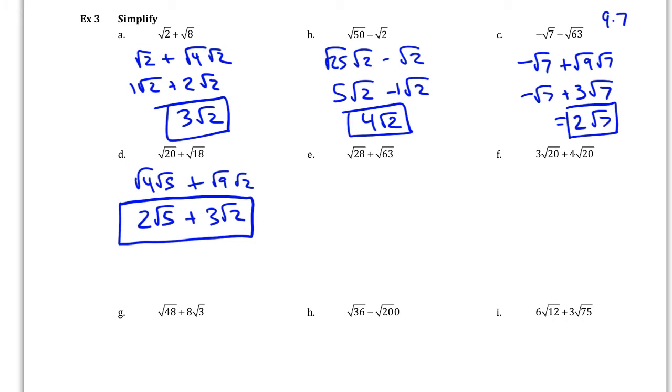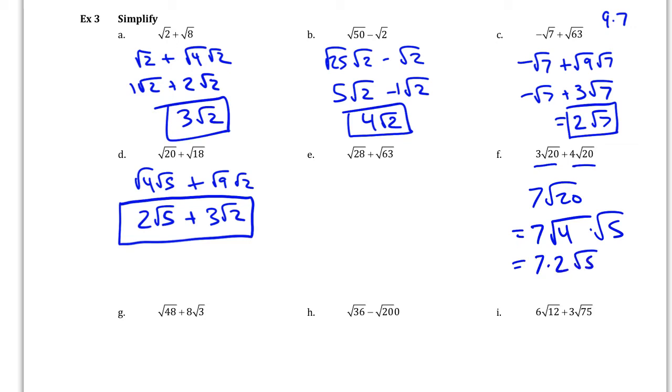When I look at F, I notice a couple things. One, they are already like terms, and they have coefficients in front. So in this case, I might actually add the like terms already at the beginning, 7 root 20. But then square root of 20, you should be thinking, I can probably break that down. And you can. So root 20 is 4 and 5. So square root of 4 times square root of 5. So one thing to remember, this is all multiplication. So this now becomes 7 times 2 root 5. And the 7 times 2 I can multiply to get 14 root 5.